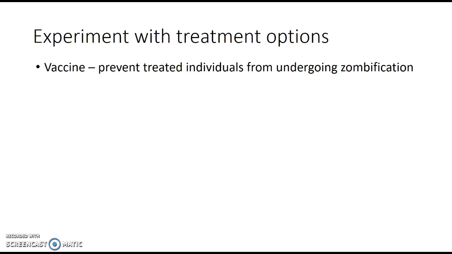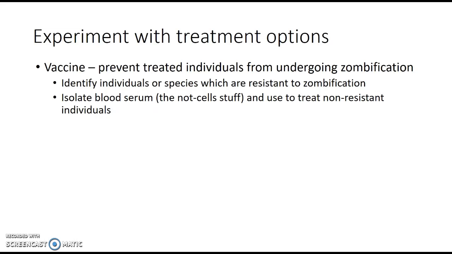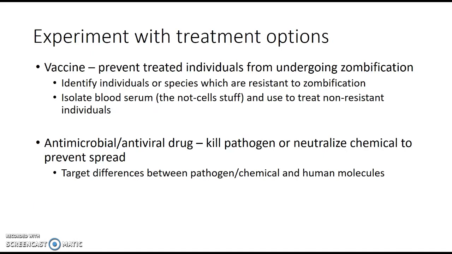A vaccine would prevent treated individuals from undergoing zombification. And there are some different strategies we might take for generating a vaccine. An antimicrobial antiviral drug would kill the pathogen or neutralize a chemical, or we might actually be able to cure and reverse the zombification process. This would take a lot of experimentation to determine whether it was possible, but it would be the most optimistic outcome biologically.